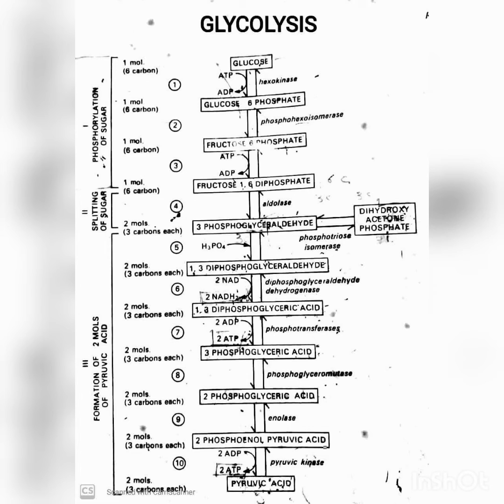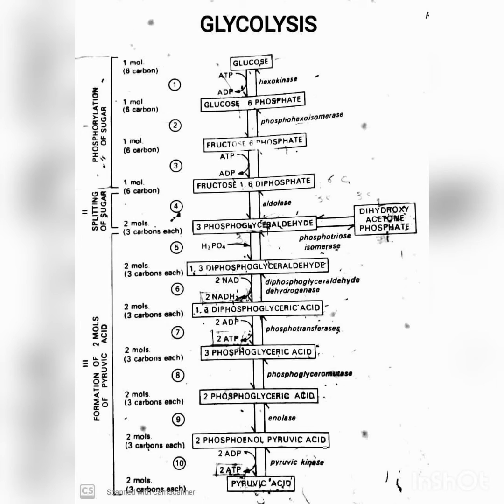Next step is formation of pyruvic acid. The step 5. In this step, 3-phosphoglyceraldehyde reacts with phosphoric acid, H3PO4, resulting in the formation of 1,3-diphosphoglyceraldehyde.